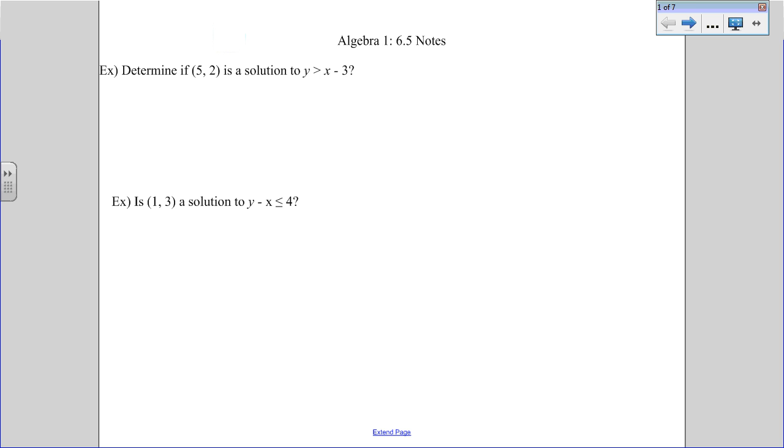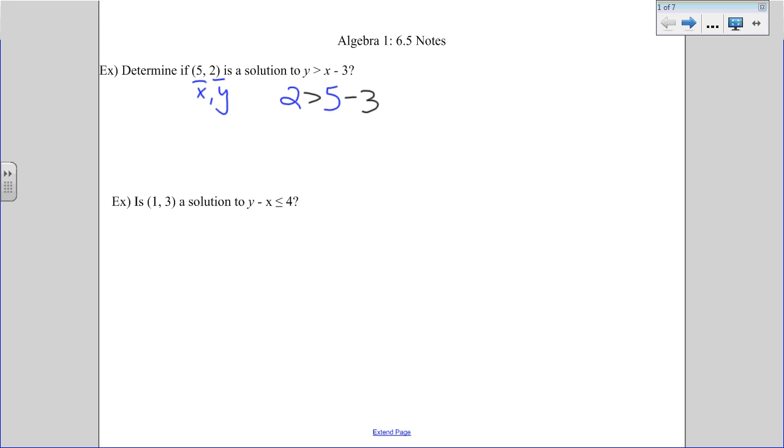Solution to y is greater than x minus 3. So to determine if something is a solution, you're simply going to take 5 and plug it in for x. You're going to take 2 and plug it in for y. Now you guys had done that earlier in the year when you tested your solutions to equations. You would get x equals 4 and you would plug it in. We're going to do the same thing here now, only we have an x, comma y.